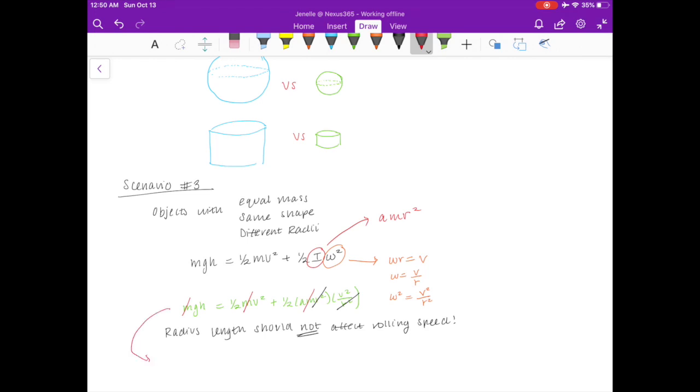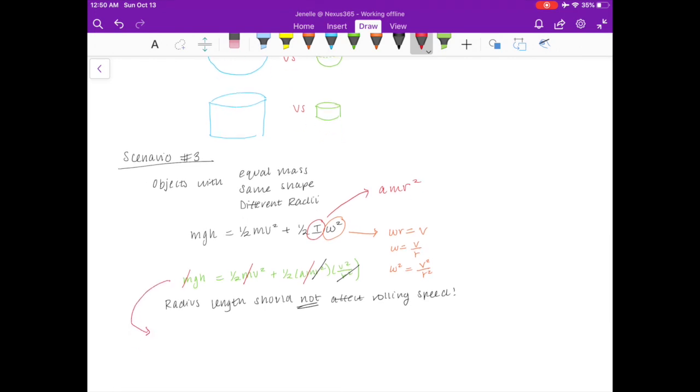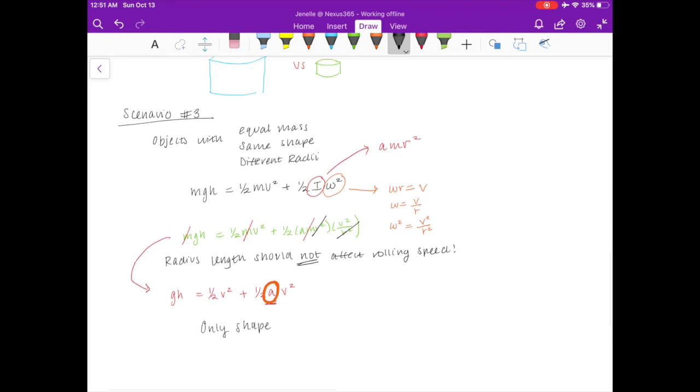So let's rewrite our equation now. So we get that gravity times the height should equal 1/2 v squared plus 1/2 A v squared. And so what does this overall equation show us? Well, this equation tells us basically a synopsis of all three scenarios. It's telling us that mass and radius should not impact the overall rolling speed, but the overall shape does.